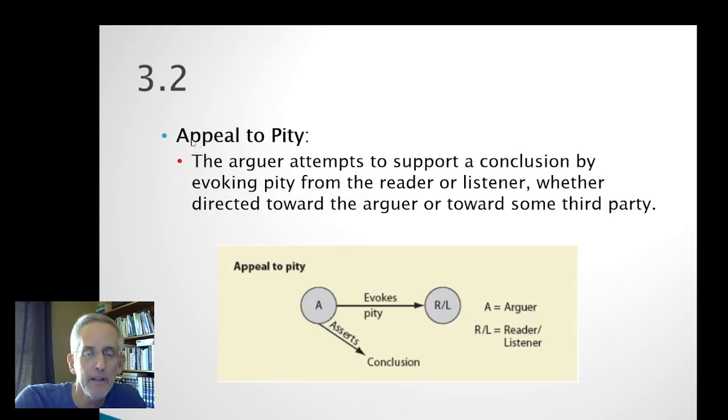Then we have appeal to pity. This is our second fallacy of relevance. So in this case, the arguer attempts to support a conclusion by evoking pity from the reader or listener, whether directed toward the arguer or towards some third party. So what's going on here is person A wants you to accept a conclusion, and so to try to get you to accept the conclusion, they try to get you to feel a particular way about something related to the conclusion. So they try to elicit emotions or certain feelings. There are lots of examples of appeal to pity. It's one of the most common fallacies out there in everyday discourse.